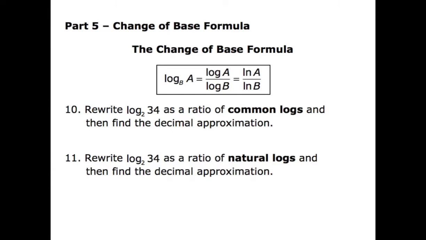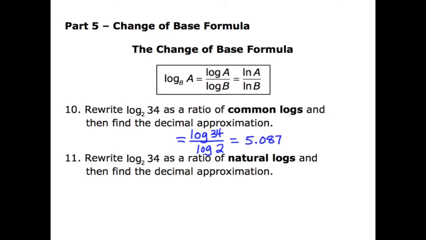To convince ourselves that this new format of the change of base formula works, we're going to compare number 10 and number 11. In number 10, we're asked to rewrite the log of 34 base 2 as the ratio of common logs and then determine the decimal approximation. Let's go ahead and do that now. The log of 34 base 2 can be thought of as the log of 34 over the log of 2. If you do this on your calculator, you end up getting a decimal of 5.087.